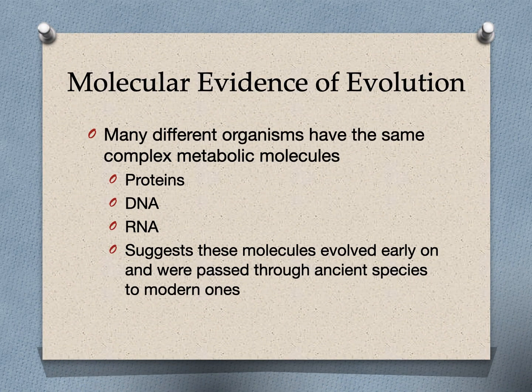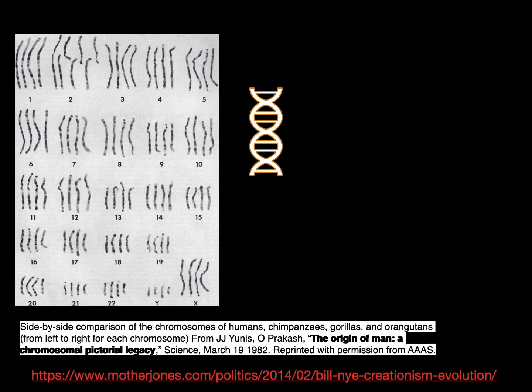What has become big is the molecular evidence of evolution, which shows sequence homology between proteins and DNA and RNA. And it suggests that these genes evolved early on and then were passed through ancient species to our modern ones. One great example of this is the human chromosomes when compared to chimpanzees, gorillas, and orangutans.